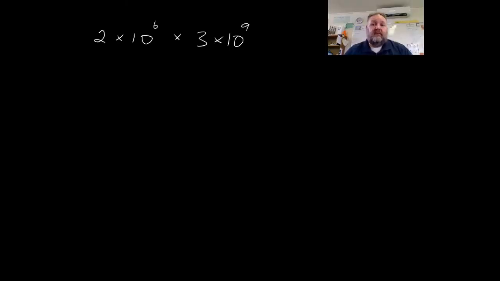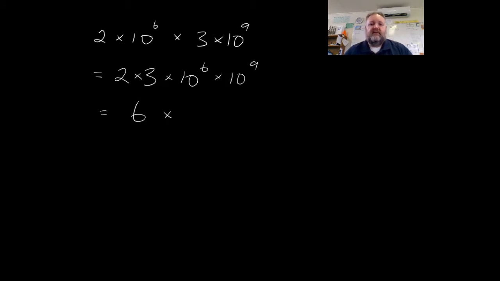Okay, so let's have a look at what we can actually do with this scientific notation. We have our expression here, 2 times 10 to the power of 6 times 3 times 10 to the power of 9. Because multiplication is commutative, we can do it in any order that we like. So I can rewrite this. I could say that it's 2 times 3 times 10 to the power of 6 times 10 to the power of 9. Now, 2 times 3 is easy, it's just 6.